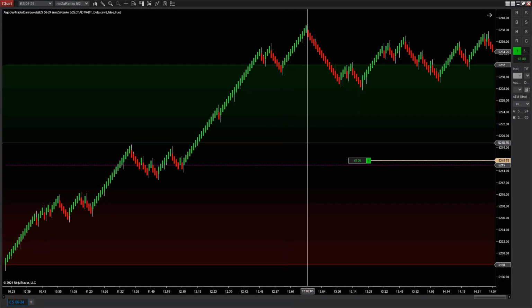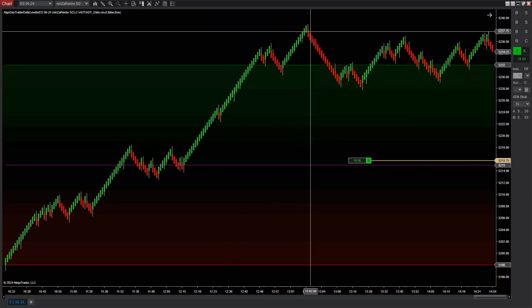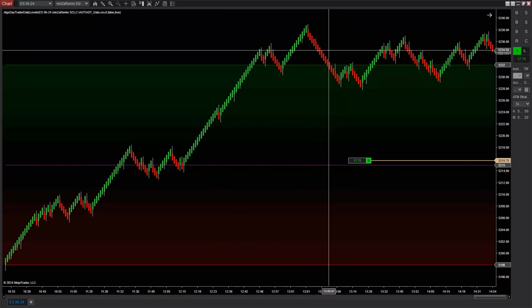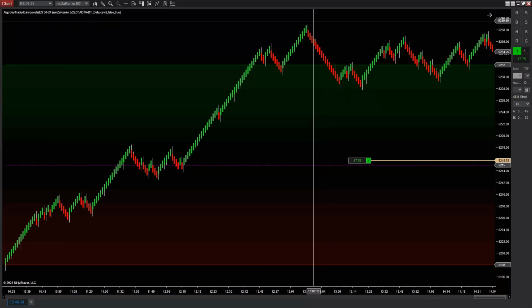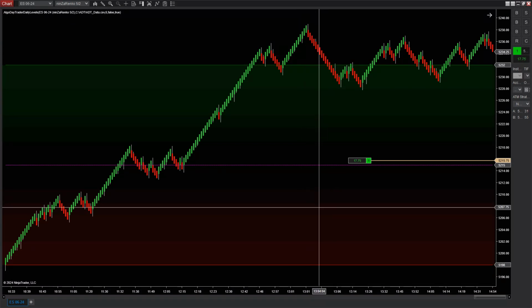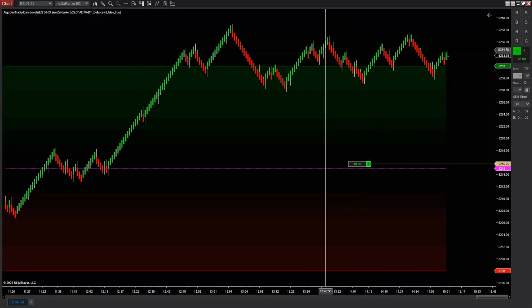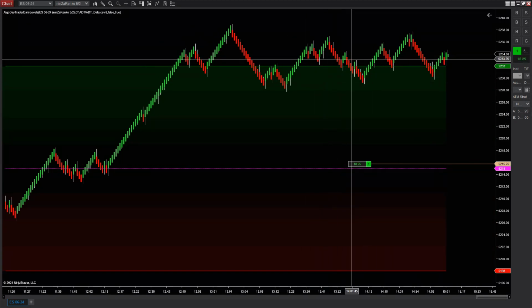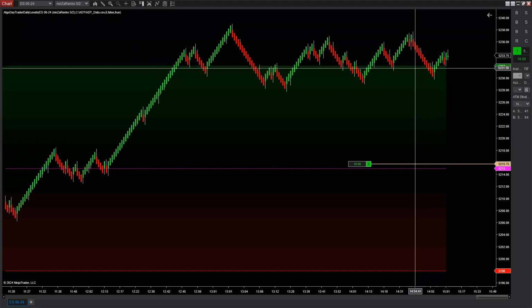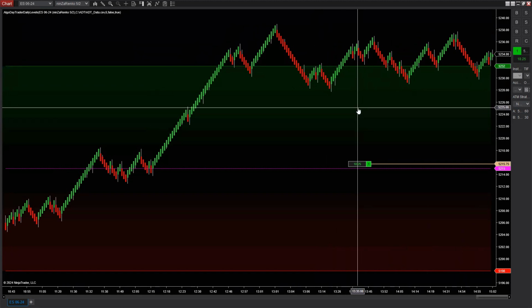Now, of course, what happens very often is when price breaks through a level, it would come down in the case of a long, or in the case of a short, come up, and retest this level. So right now it's just kind of going back and forth around this 32 buy level.